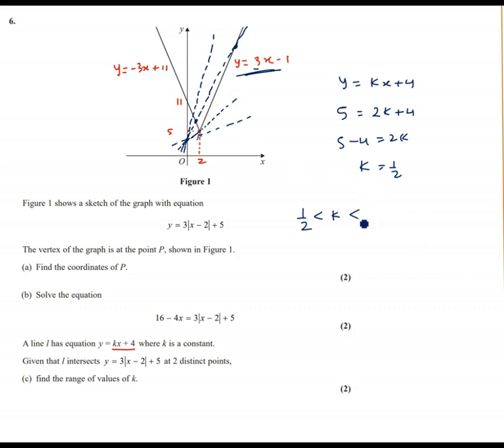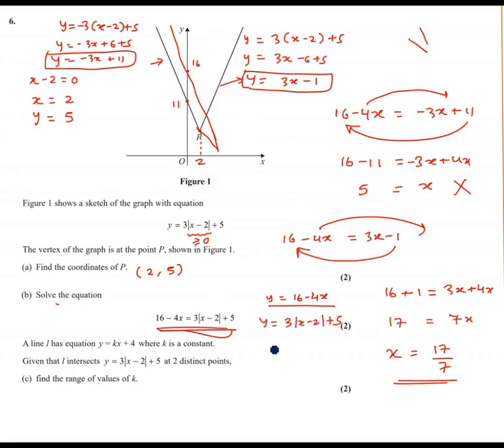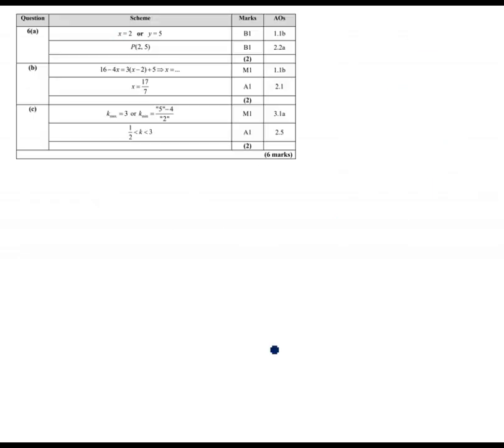So that means the maximum value of k will be less than 3. If k becomes equal to 3, then that becomes parallel and they won't intersect. So k must be less than 3, and any k more than 3 will only intersect at one point. Okay, so let's have a look at the answers now. The first one is 2, 5, 17 over 7, and k must be between half and 3. So I hope you understood the question.